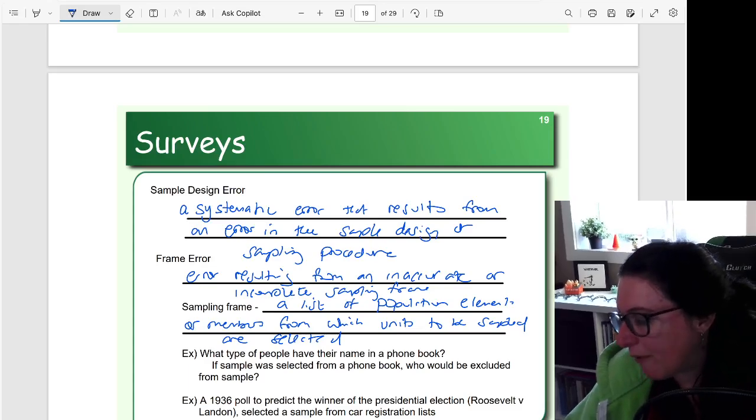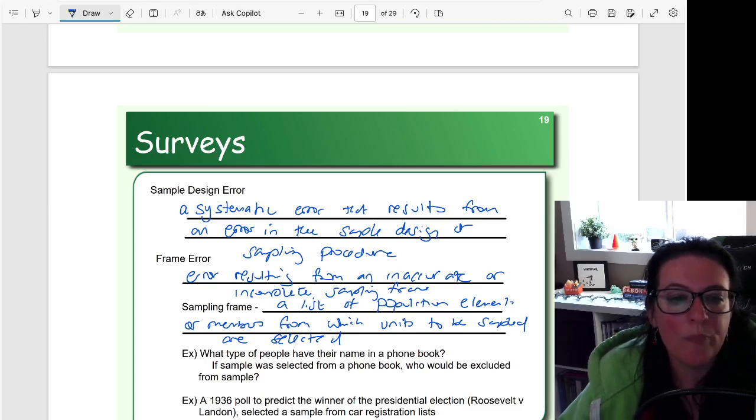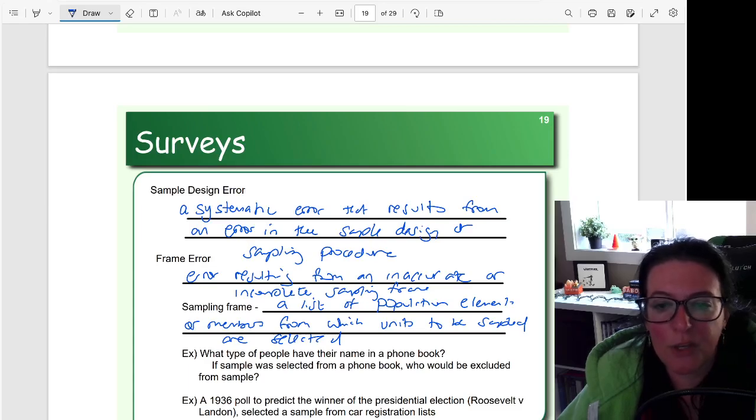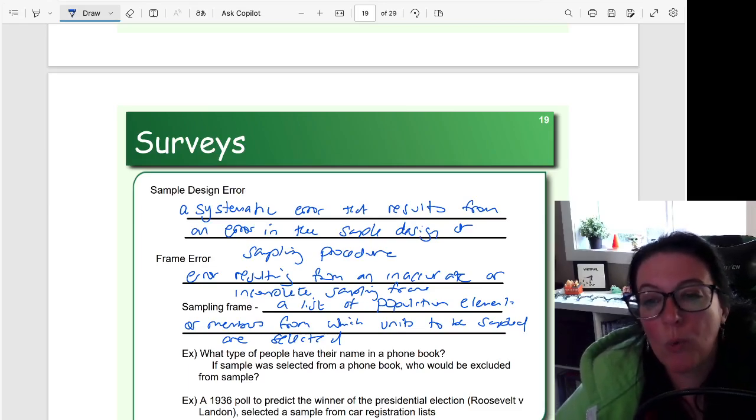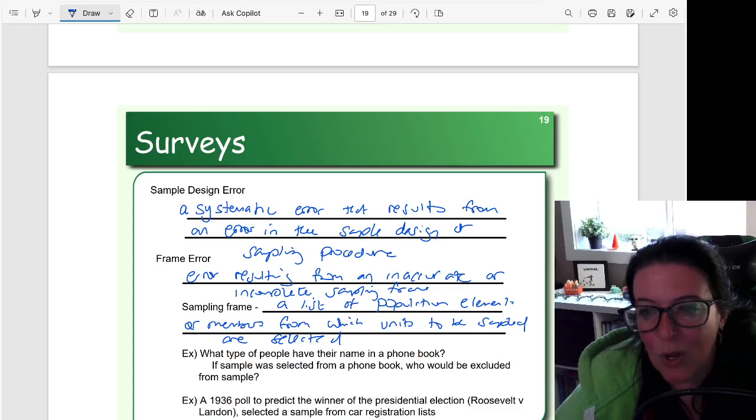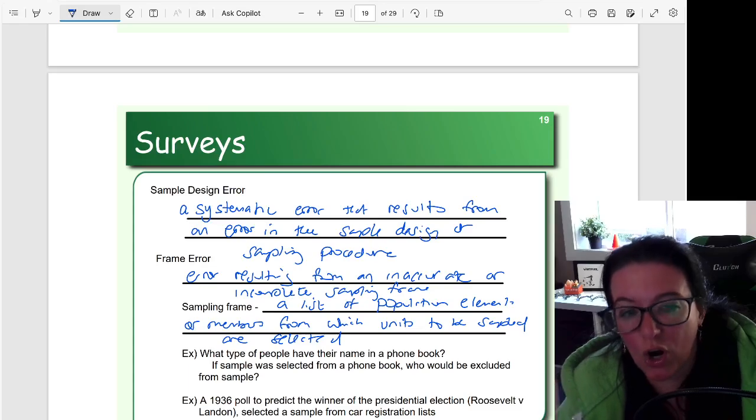Another example of frame error would be in 1936. There was a poll that predicted the winner of the US presidential election. It predicted that a guy named Landon would win by a landslide. Well, the sampling frame that was used to survey who people were voting for came from a list of people who owned cars.